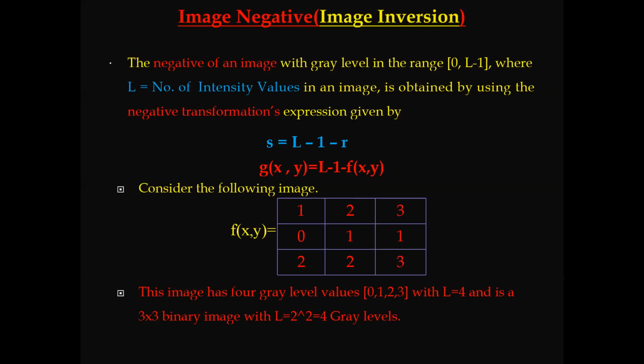And this image consists of 3 rows and 3 columns, so its size is 3 by 3, with L equal to 2 power 2, which is 4 gray levels. The 4 gray levels are 0, 1, 2 and 3, each a separate gray level. Totally 4 gray levels are there, and they are present in the range 0 to L minus 1. So this is our conclusion. Now with this information, we will compute the negative of an image.